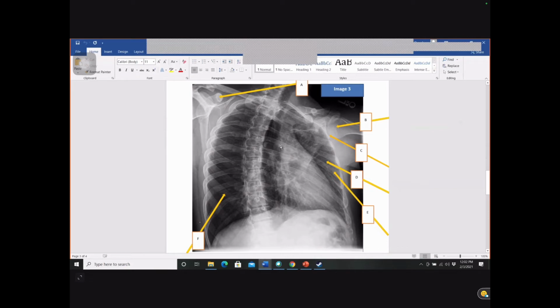Therefore, E is going to be the fifth rib. 1, 2, 3, 4, 5. Fifth rib.